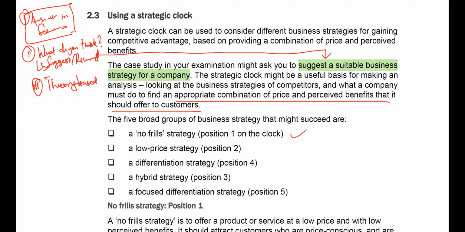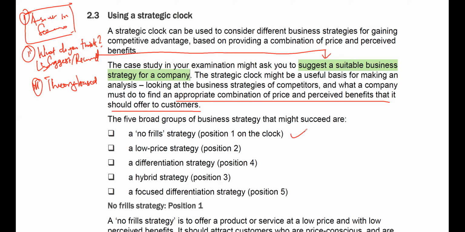The second one is what we call a low price strategy. Now, it's on position 2 of the clock. Now, with a low price strategy, customers perceive that the product or service gives average or normal benefits. Okay, so the benefit is like medium to high, right? It's average or normal benefits, not low like the no frills. So it is not regarded as a low quality product. So the price, however, is low compared with similar products on the market, but it is a bit better than the no frills. Okay. Only the lowest cost producer in the market can implement this business strategy successfully.